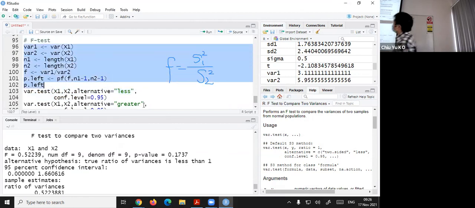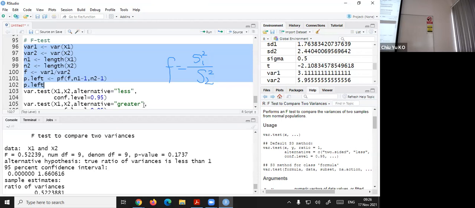So it's just the sample variance of the first one, the second one, and the n, and then the ratio is the F, and then you calculate the left tail. The right tail you can also do, and both tails also. So these few lines are how you calculate the F-test from scratch. Of course, the variance test is convenient. You can just do it without any problem.